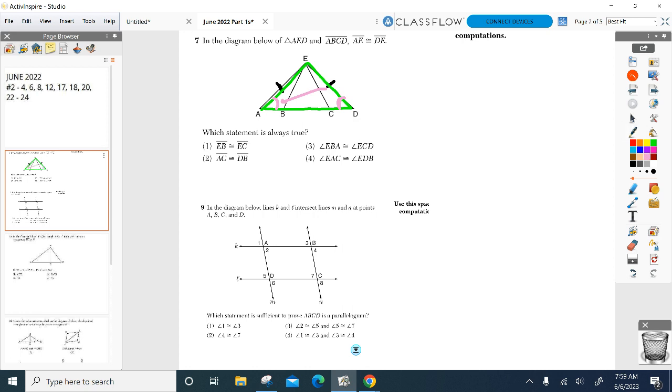And we are good to go. EAC congruent to EDB. I just want to make sure you're good on identifying those triangles and where those angles are. Any issues in a triangle, congruent sides across from congruent angles? Number 9.